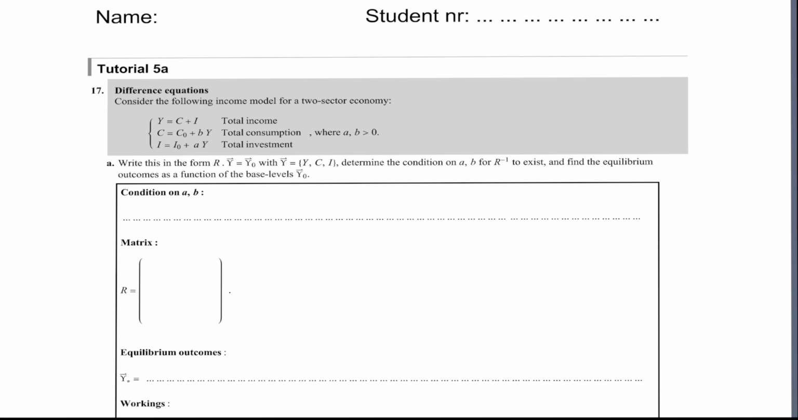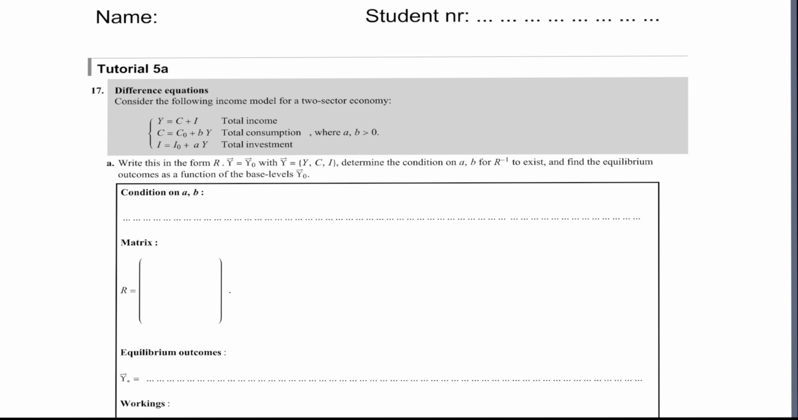Today we are looking at tutorial 5a. Consider the following income model for a two-sector economy. Y is equal to C plus I, which represents the total income within the economy. C is equal to C0 plus BY, which is total consumption. And I is equal to I0 plus AY, which is total investment within the economy. And A and B are both greater than 0.